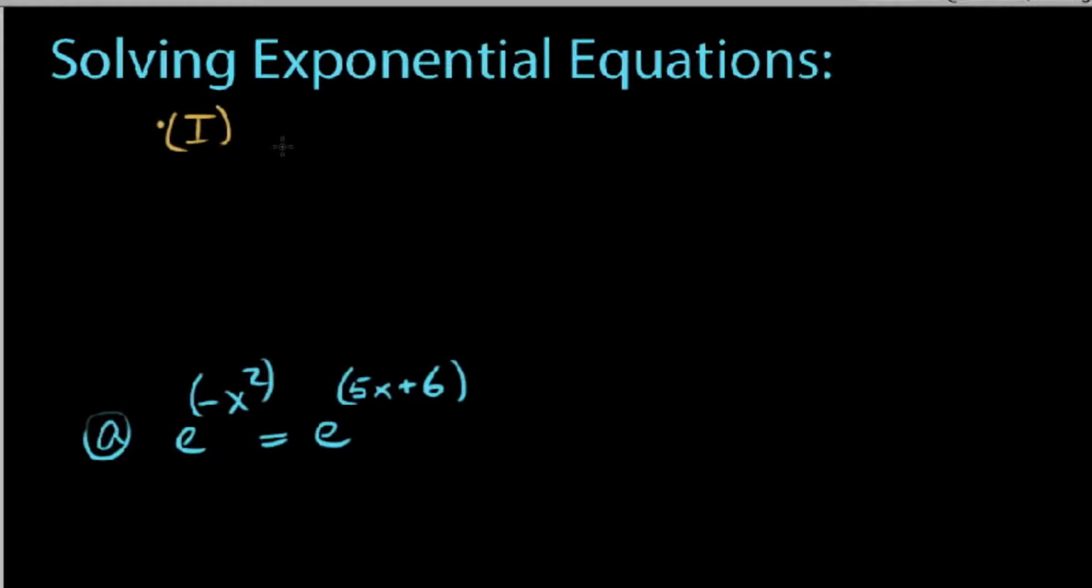Our one-to-one property essentially says this: two things with the same bases, if they are equal on either side of an equation, well then it must imply that x equals y. Their exponents must be equivalent.